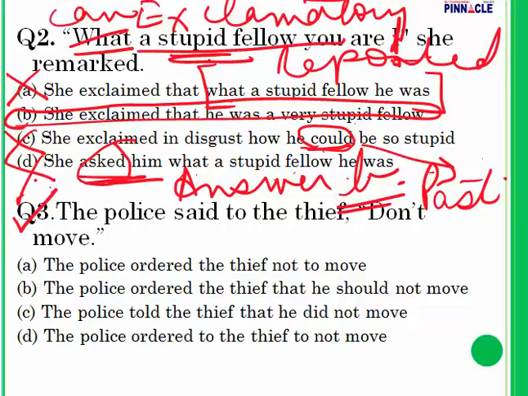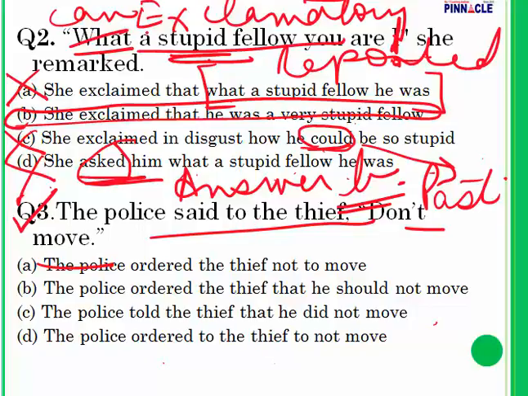Question number 3. The police said to the thief, don't move. The police ordered the thief not to move. The police ordered the thief that he should not move. The police told the thief that he did not move. The police ordered the thief not to move.